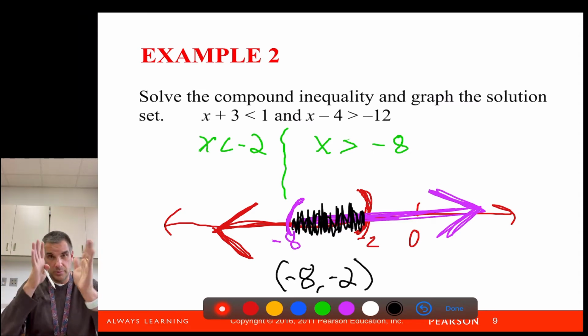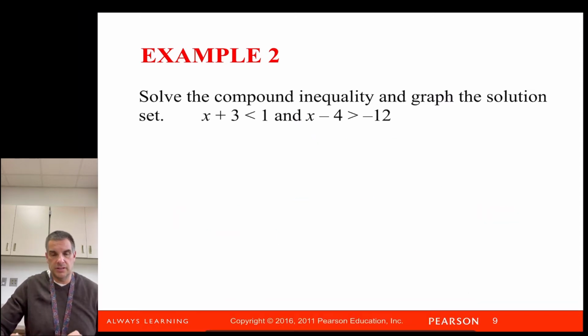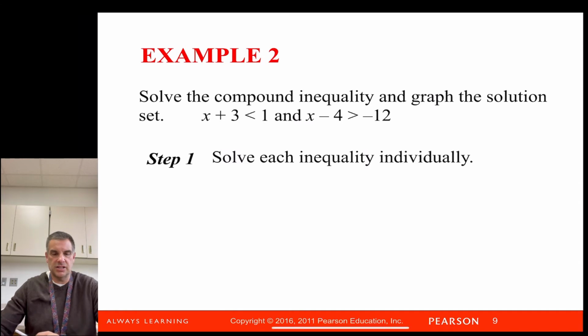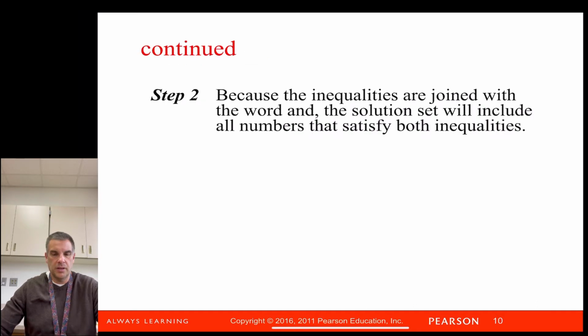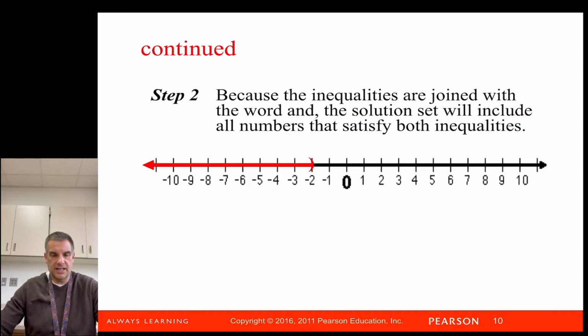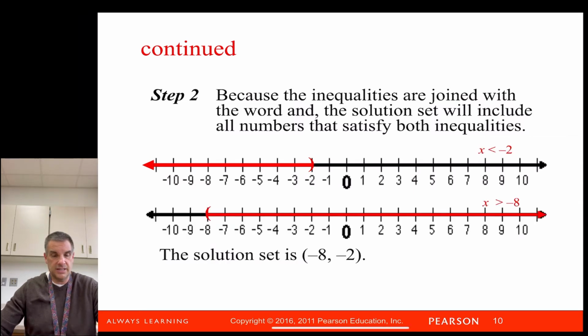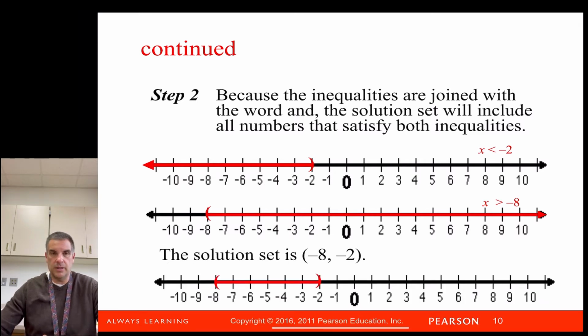So you graph them separately. We'll put them on the same one. And then in this case with the word and, they're going to come together. Where they come together is going to be your solution set if we write it in interval notation. Okay, so let's go through and see how they do it. And again, you'll see this long explanation. They solve individually, same answers we got. Because of the word and, they have to satisfy both. So there's the -2, there's the -8. The solution set is -8 to -2. So there's the same thing we had.